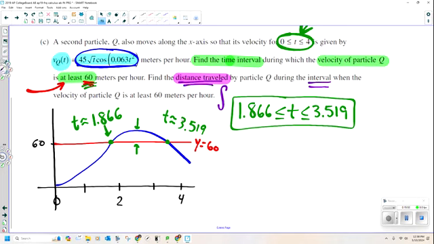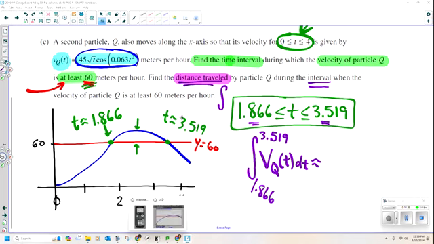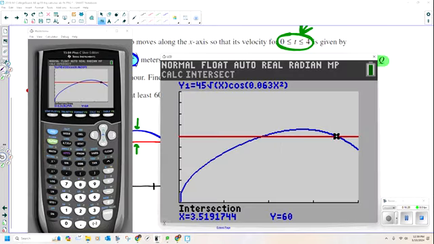Now, the next thing that part C is asking us for is the distance traveled. If I have velocity, I integrate velocity. In this case, v q of t dt from the bounds in this interval, 1.866 to 3.519. It doesn't say anything about appropriate label, so I don't care about no stinking label.